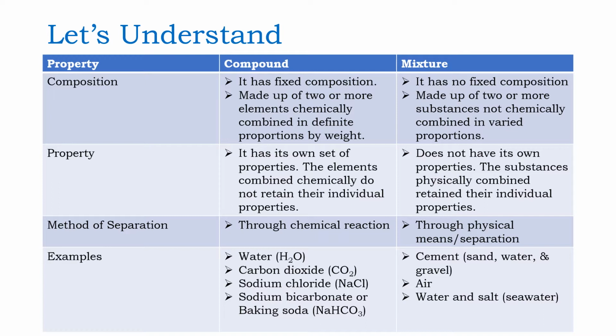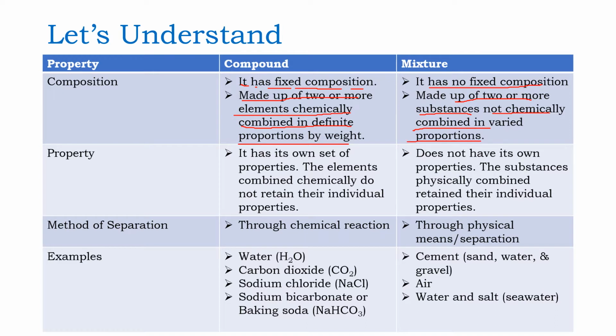Let us differentiate. So when we say compound, it has its own composition or fixed composition, while mixture has no fixed composition. Okay? So si compound po is made up of two or more elements chemically combined in definite proportions by weight, while mixture is made up of two or more substances. So pwedeng pinagsamang dalawang compound ay matatawag na nating mixture. So, not chemically combined in varied proportions.